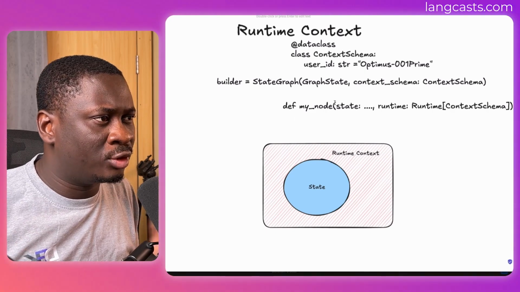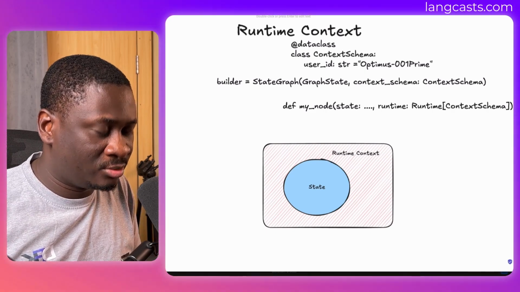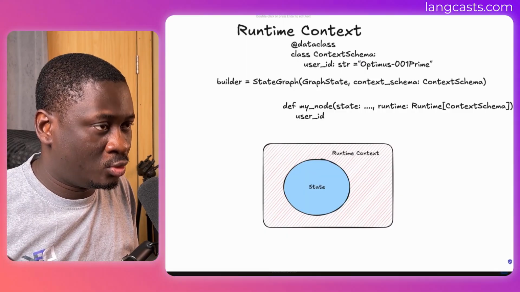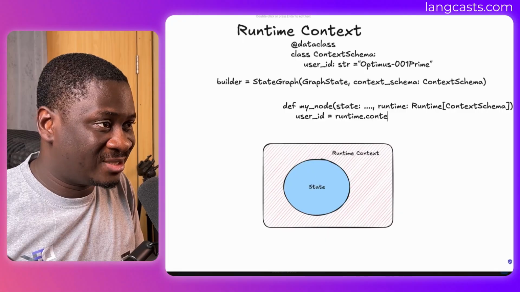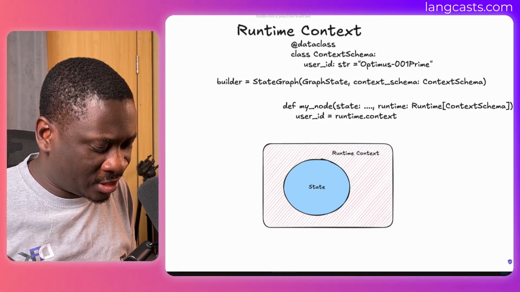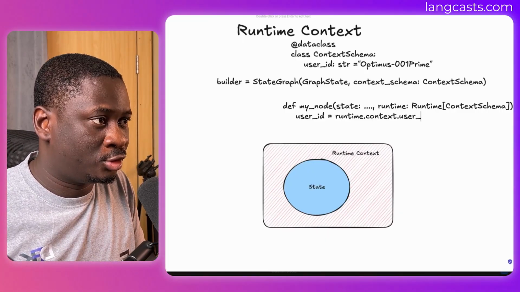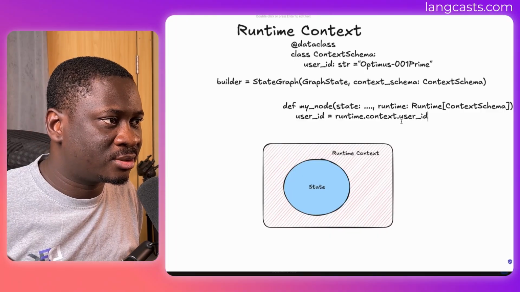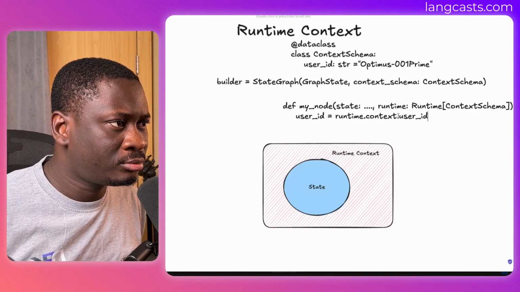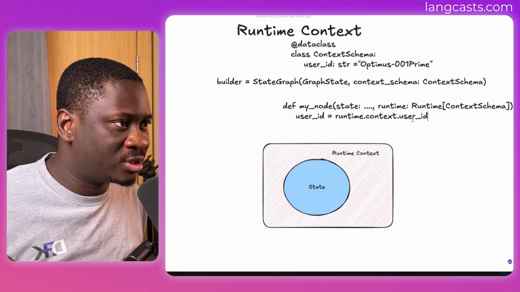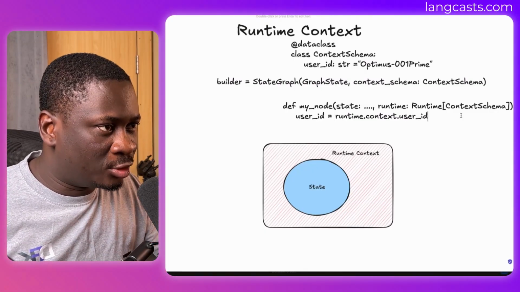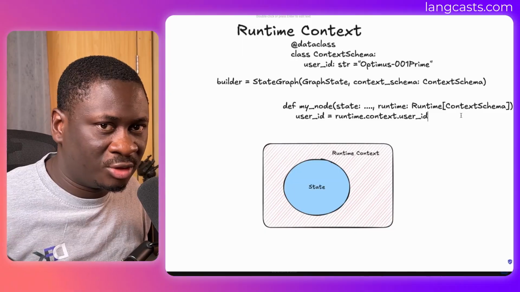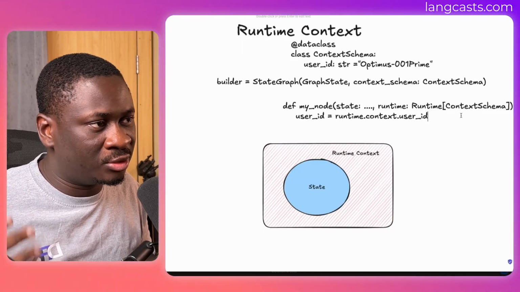And if you want to access it, let's say we want to access our user ID, you can say something like user ID equals runtime.context.user_id. Because it's a class, you can use the dot notation. That's how you get the values in your runtime context inside your nodes, and you can use them for any operation that you need to perform in your node.